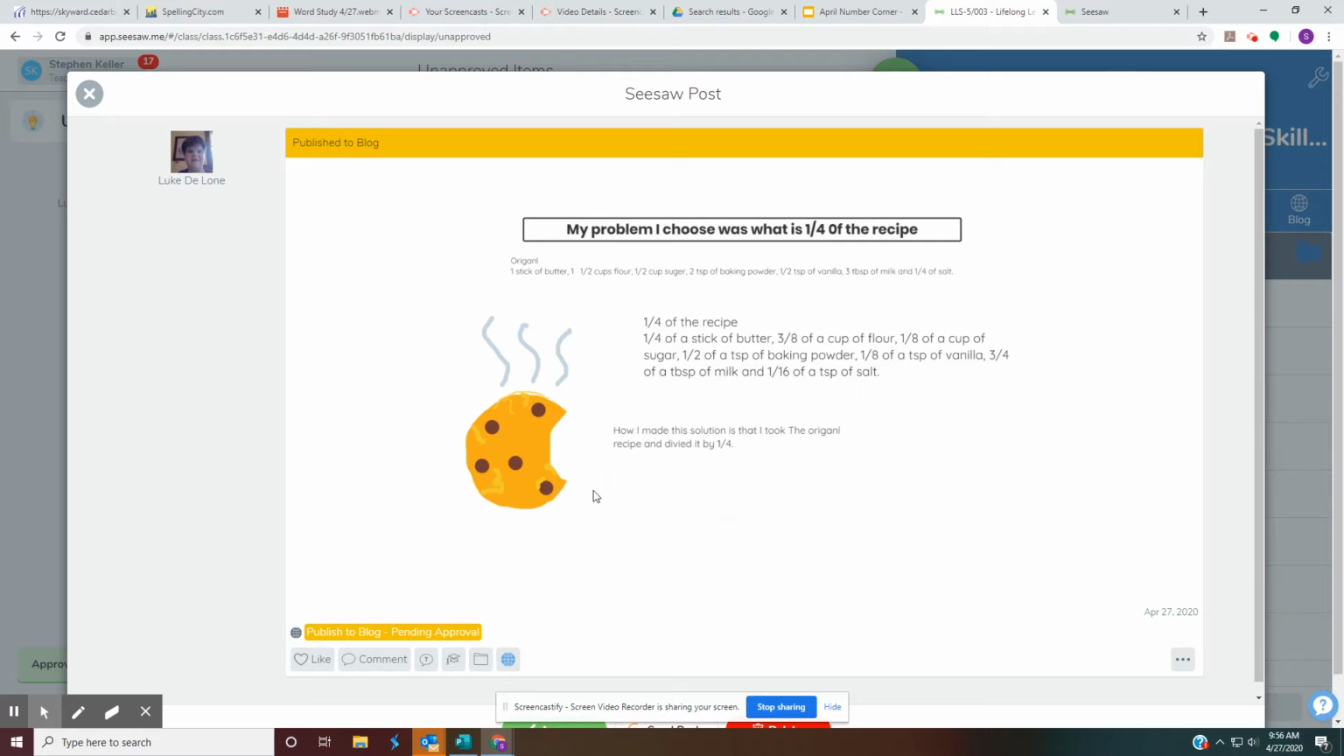So what he ended up doing is multiplying everything by 1/4, and not dividing it by 1/4. But he did a really nice job with this. Go ahead and check over his answers, see if he's correct. Did you come up with the same answers? That would be your answer to number one. So nice job, Luke. Thanks for sharing. I really liked how you added even your warm cookie, and you already took a bite out of it.